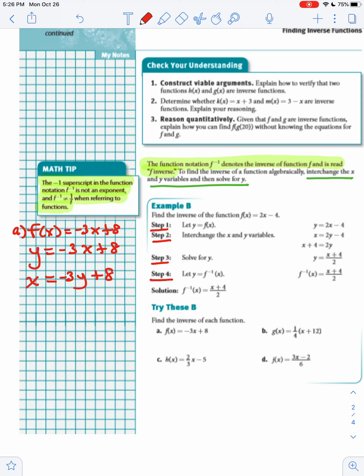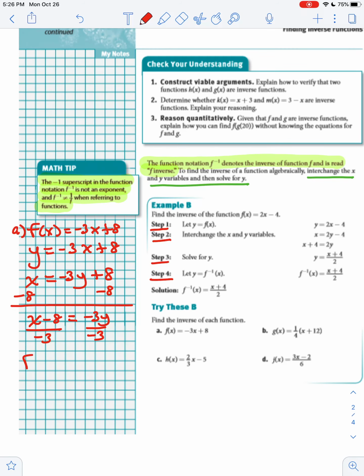Then we will switch the x and the y. So the x comes out here, and this becomes -3y plus 8. Then we have to solve for y. So I'm going to subtract 8 on both sides. We have x minus 8 equals negative 3y, and then divide both sides by negative 3.